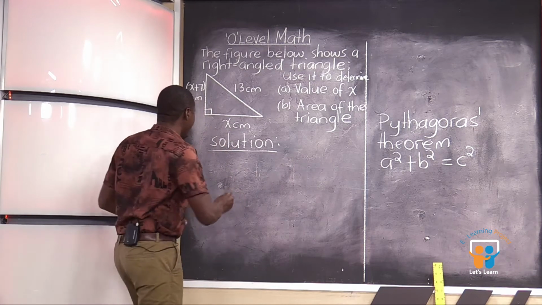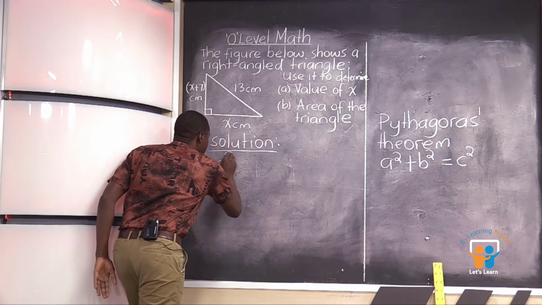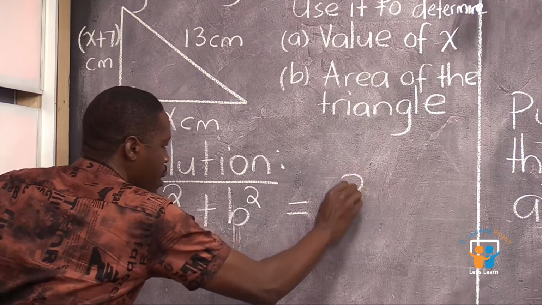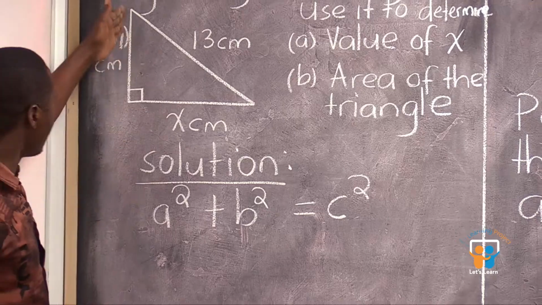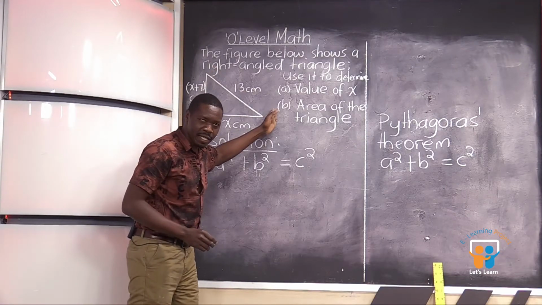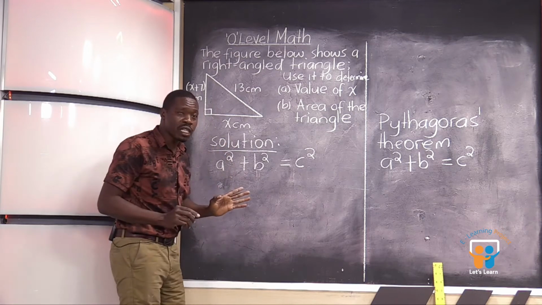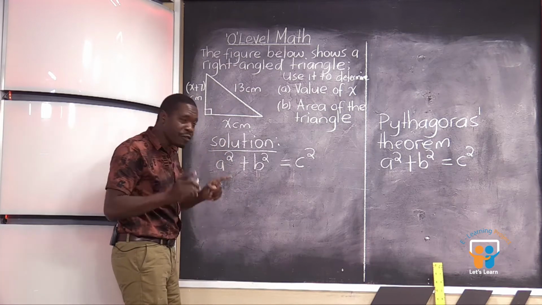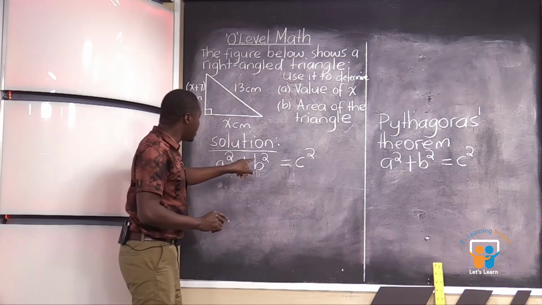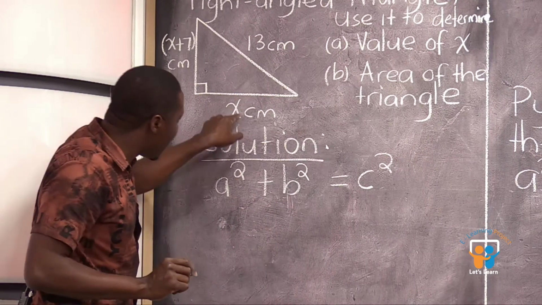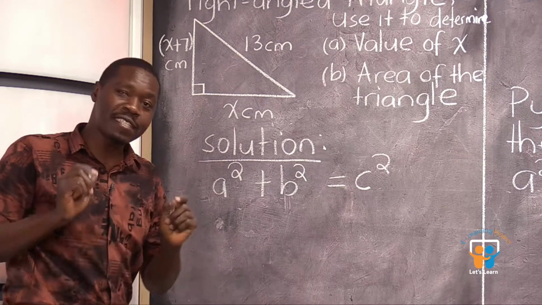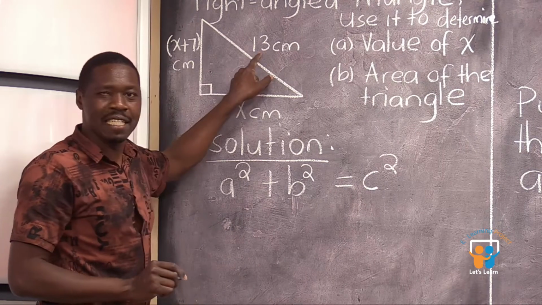Now, Mr. Examiner, sir, from a squared plus b squared equaling c squared, we need to know that this is our a, this is our b, and that is our c. But remember, we have to substitute. Where there is a, we are going to fix there the x plus 7, which is in centimeters. Where there is b, we shall fix there the x, which is also in centimeters. And where there is c, we shall fix there the 13 centimeters.